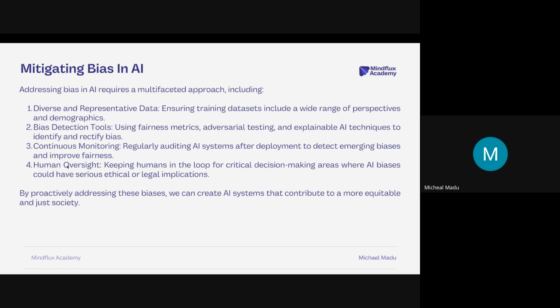Then the fourth one is human oversight, keeping humans in the loop for critical decision-making areas where AI biases could have serious ethical or legal implications.